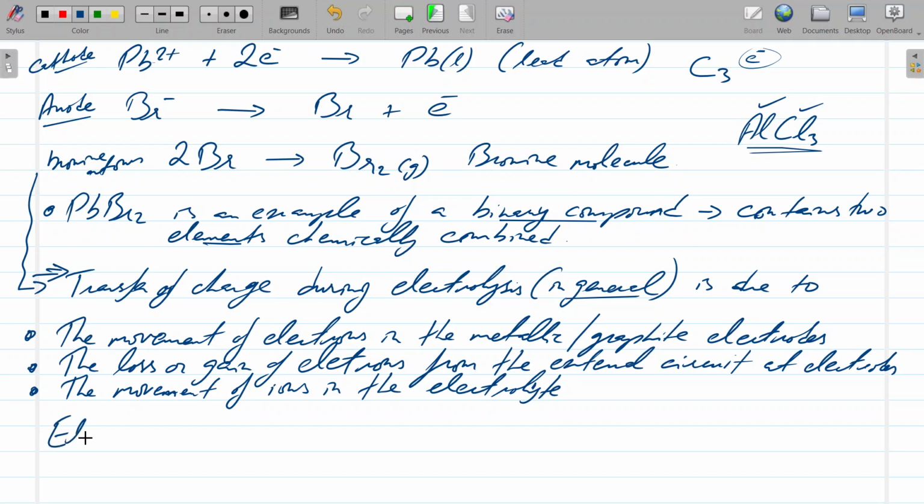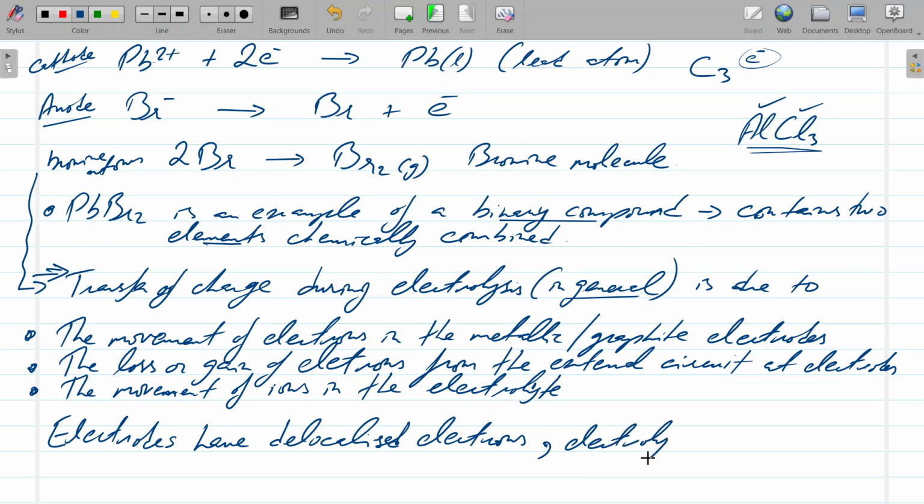If it's a metal, then that goes without saying, because the whole thing about metallic bonding is having a sea of delocalized electrons and a sea of metal atoms. So the electrodes have delocalized electrons which help conduct the electricity, and the electrolyte has ions which we already talked about, and that is why there is a flow of electricity.